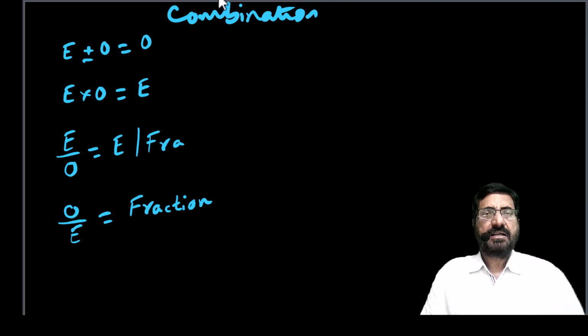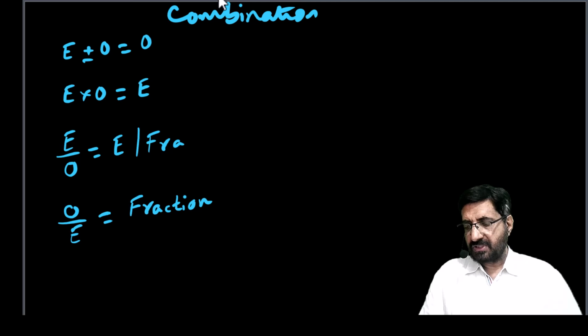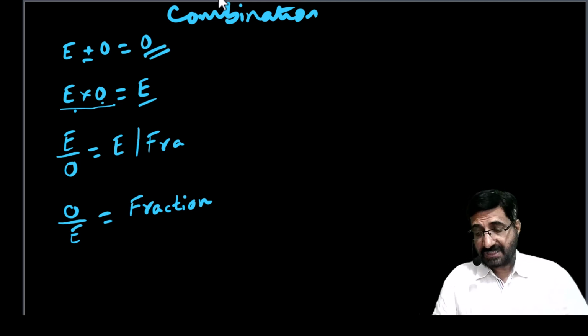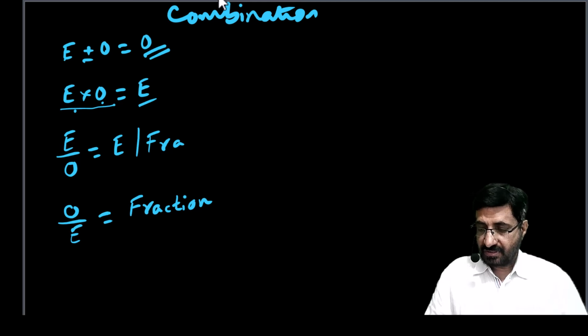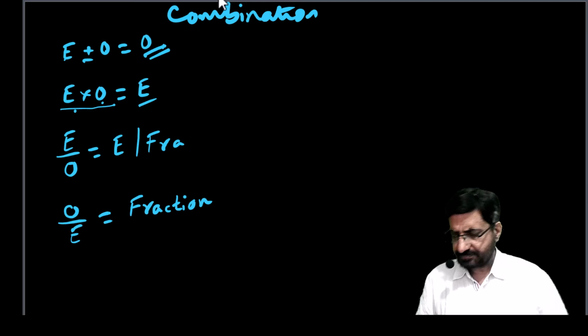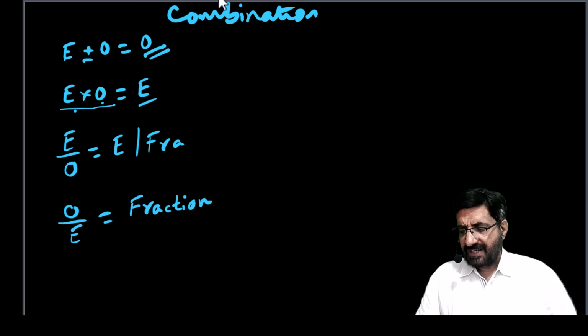Suppose if I add even number to odd number, what you are going to get? You are going to get odd number. If I multiply even number with odd number, you are going to get even number. If I subtract odd number from even number or even number from odd number, you are going to get again odd number. You can try with examples. Now if you multiply odd and even number, you are going to get even number only. You won't get odd number.